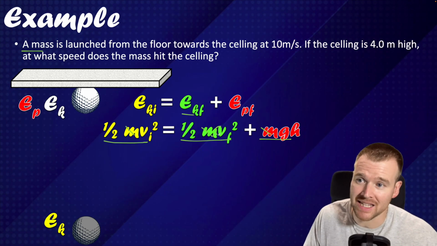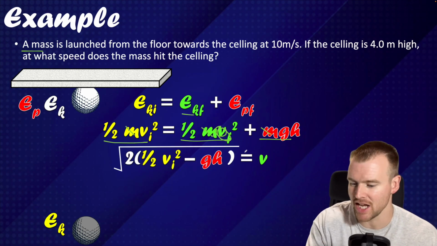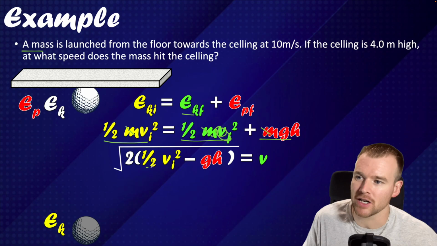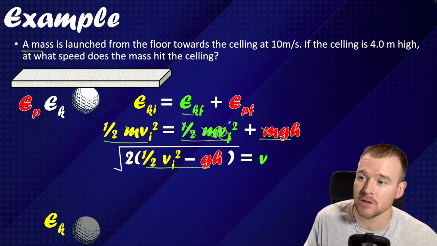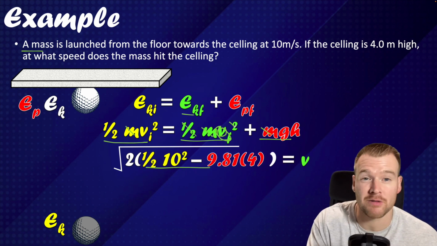So what I'm going to do, because I want to solve for this velocity, or VF, I guess I should circle the whole thing, is I'm first going to subtract this GH to the other side. And then to get rid of the half, I'm going to multiply by 2. And then to get rid of the square, we're going to take the square root. So plugging in all those numbers looks like this.